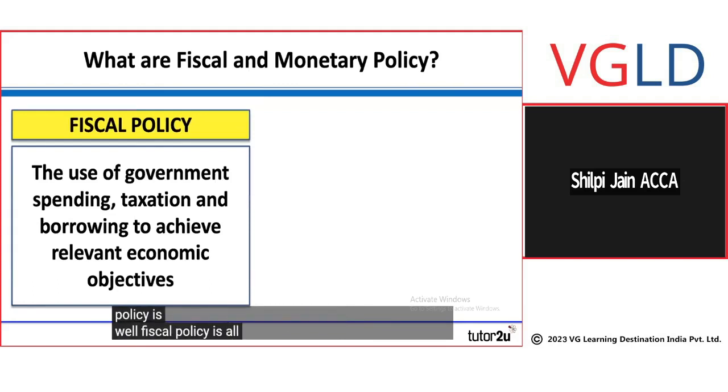Well, fiscal policy is all about taxation and spending. It's what the government decides to do in terms of the taxes it levies on individuals and companies, as well as what it chooses to spend those taxes on, and whether or not it needs to borrow money in order to finance a budget deficit. So more on that in a minute.